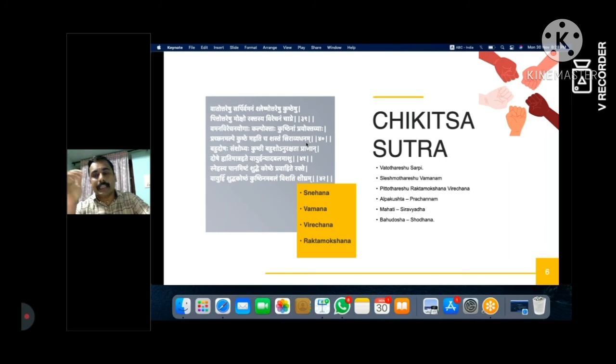Again, Prachanam Pindite Rakti. If the Rakta Dushti is in a Pindibhuta Avastha, very thick in nature, in such conditions also we can go for Prachana. Mahaticha Shastam Siravedanam. If the doshas are involved in large quantity, or the entire body is involved, in such conditions we have to go for Siraveda. Not only for Kushta, this is applicable for all disease conditions when it comes to Raktamoksha.